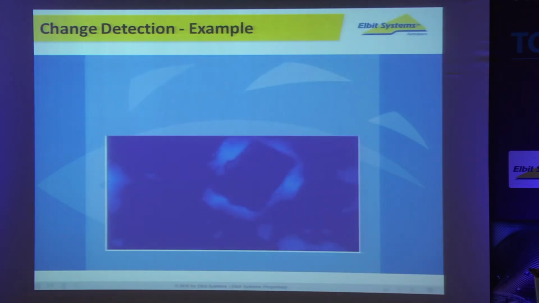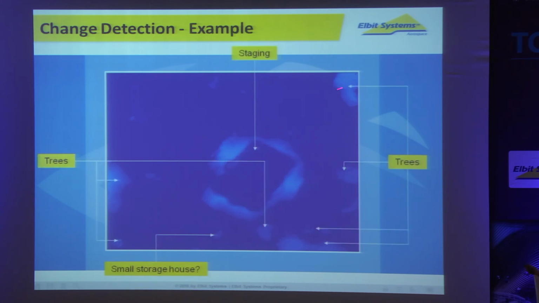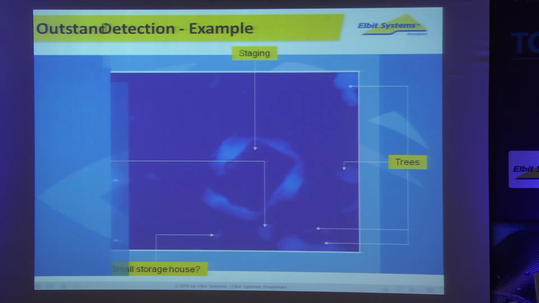in real time, but when we compare these 2 models in 3D, we can see that this is the difference image, and the staging are marked right here. We also have some differences on trees because of different leafage at different seasons of the year.